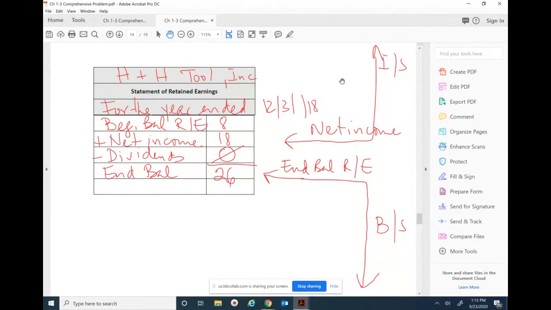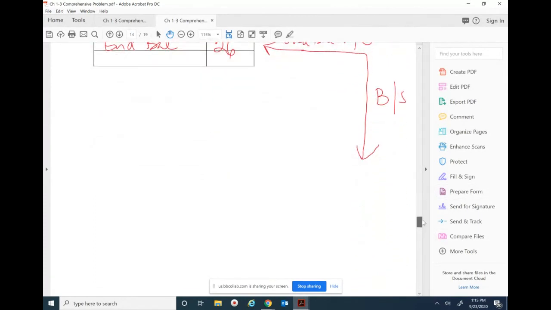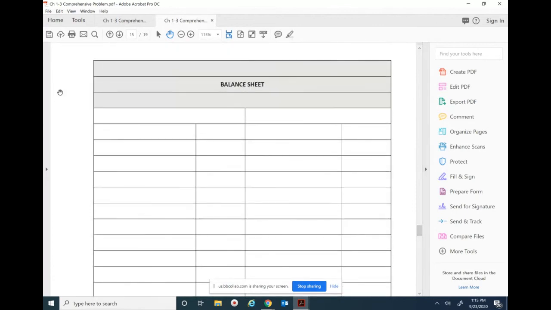So the balance sheet is the last financial statement you are going to be responsible for. So let's go down and make a balance sheet. Here is the form for the balance sheet. Of course, you're doing this exam on Connect, so the form will be provided to you, but you will still have to input the name of the company, H&H Tool, as of 12/31/18.